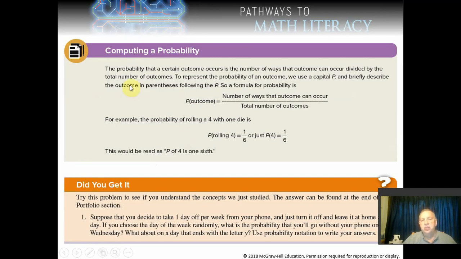So here's the way that you would compute a probability. You think about the number of outcomes. If you've got cards, 52 in a deck of cards, there's 12 face cards, and we've got 4 kings. So if I wanted to know the number of kings, it's 4 kings out of the 52 cards.